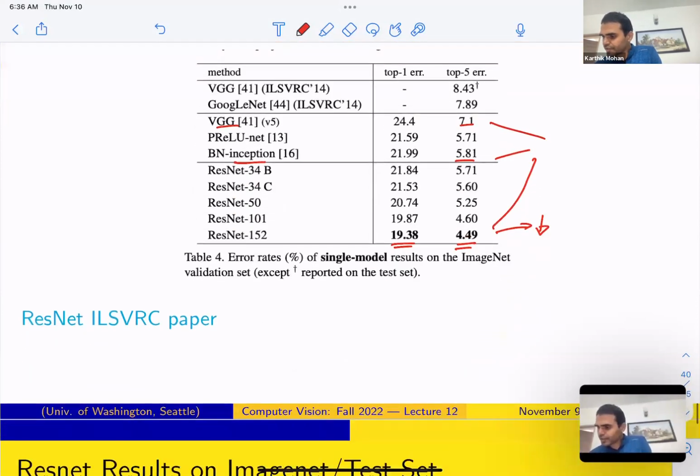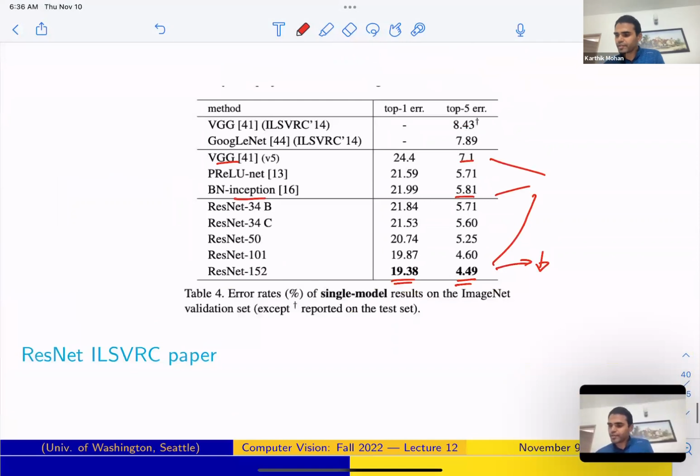You see how many slides we have left? A few slides left. So maybe we can make it through.